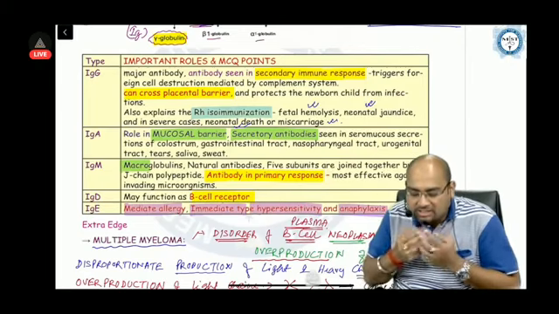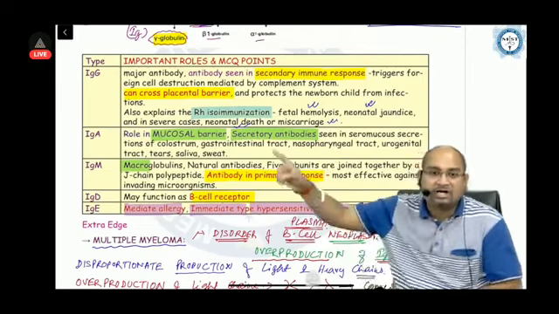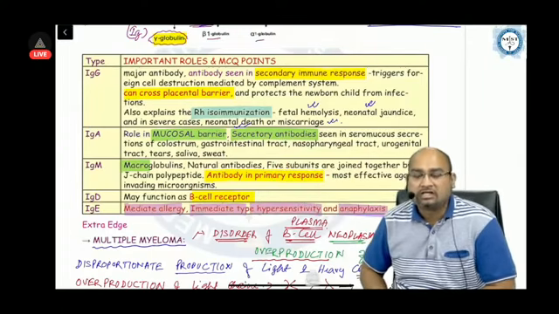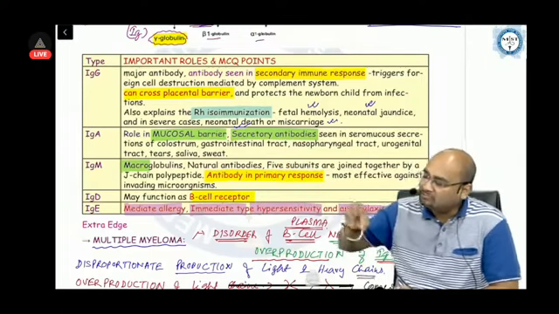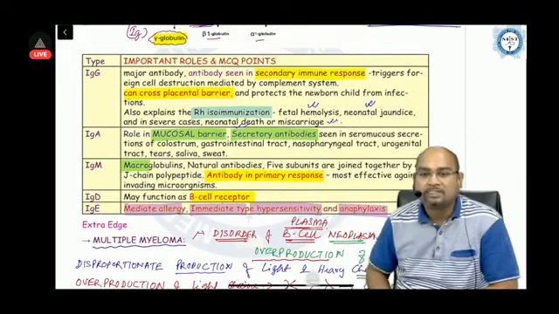IgA: secretion, nasal, oropharyngeal, any secretory antibody, IgA, mucosal barrier. IgD: the receptor of B cell and plasma cell, IgD.